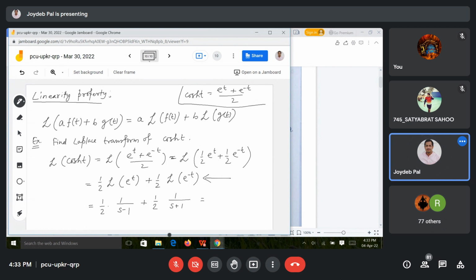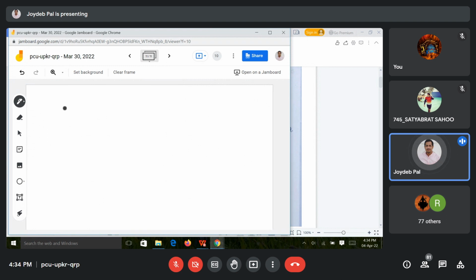Now you can simplify it. What is the function ultimately? It will be s plus 1 plus s minus 1, so it will be 2s, divided by s square minus 1. So ultimately it is s by s square minus 1. This is the Laplace transform of cos hyperbolic t. There is no tabulated formula for cos hyperbolic t, but by applying the linearity property we can find it. It may also be given in that form. Like, what is the Laplace transform of 2 e to the power t plus sin t?